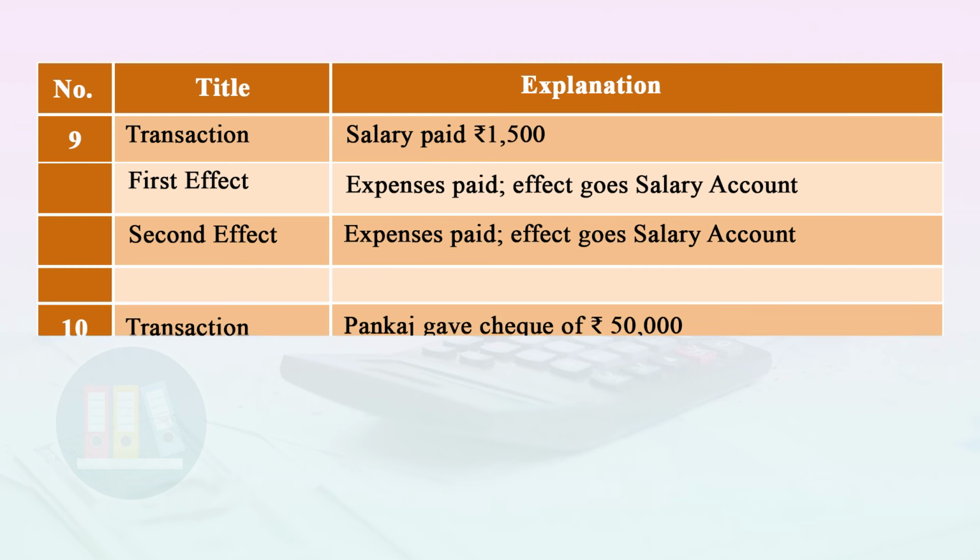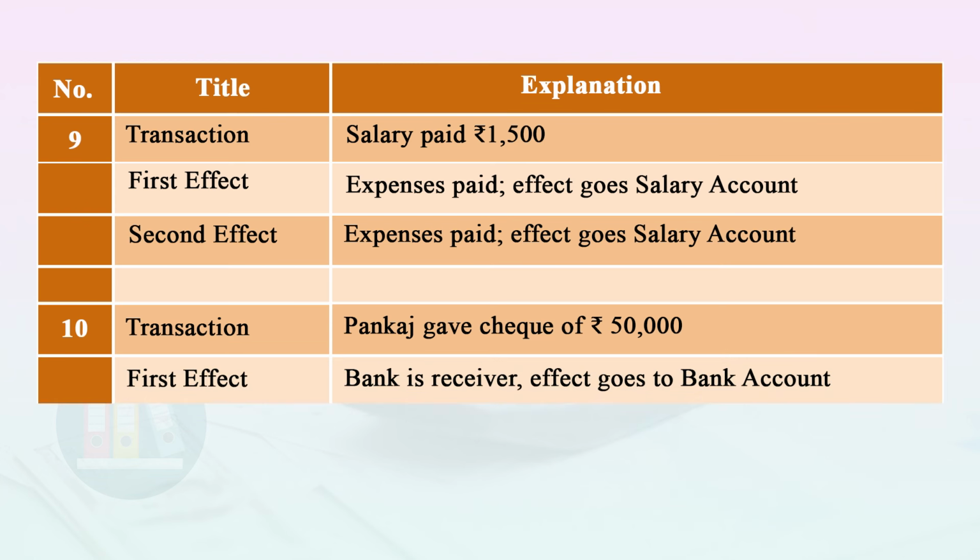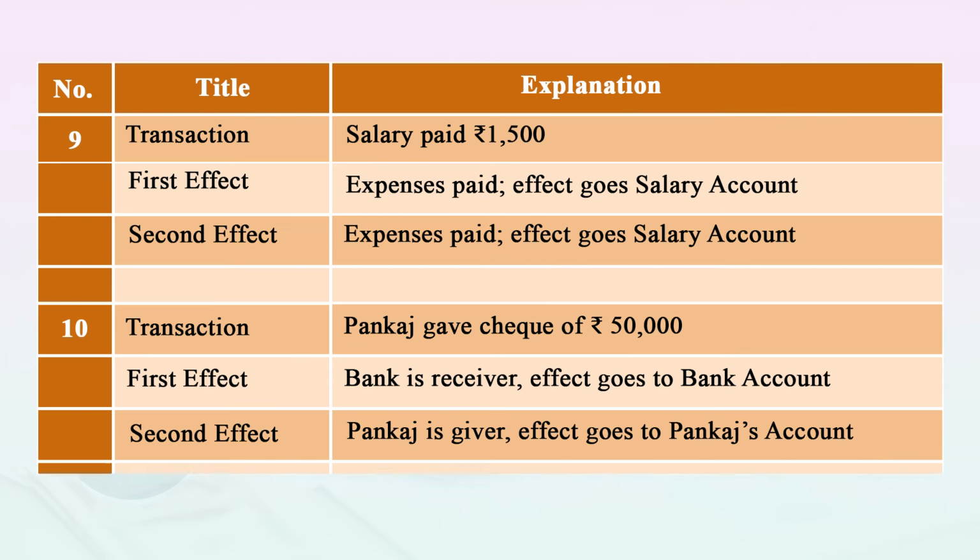Next transaction is Pankaj gives check of rupees 50,000. Now here, whenever we are receiving a check, it will be deposited in the bank account. So bank becomes the receiver, so effect goes to the bank account. And second effect is Pankaj is the giver, so effect goes to the Pankaj's account.